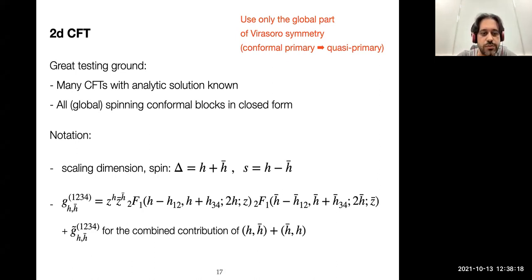The notation I'm going to be using is the standard one. For the scaling dimensions, I will write them as the sum of the left-moving and right-moving conformal weights. The spin is the difference. The conformal blocks are explicitly known in terms of hypergeometric functions. I will call them G, and sometimes you will see the notation G tilde, where I have combined the contributions of h, h bar and h bar, h, where this is appropriate.